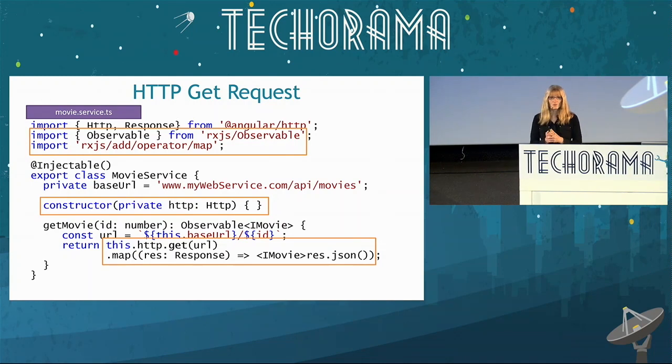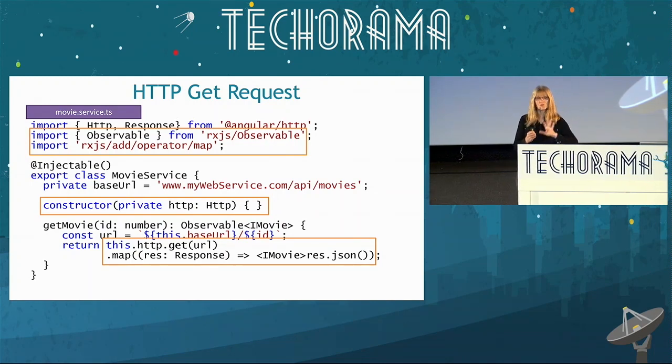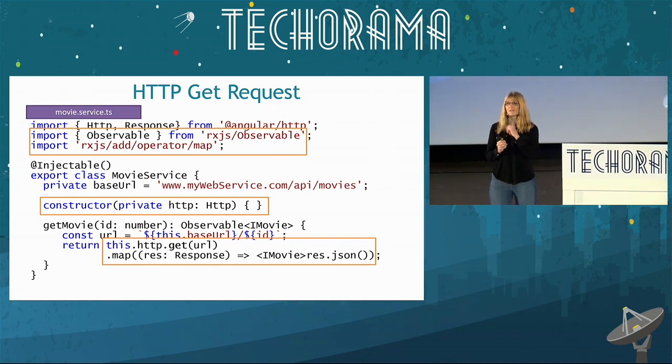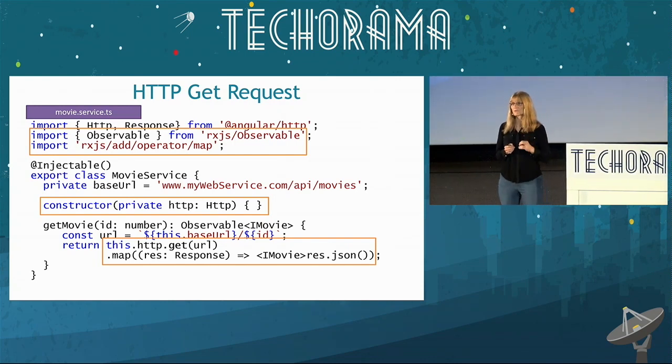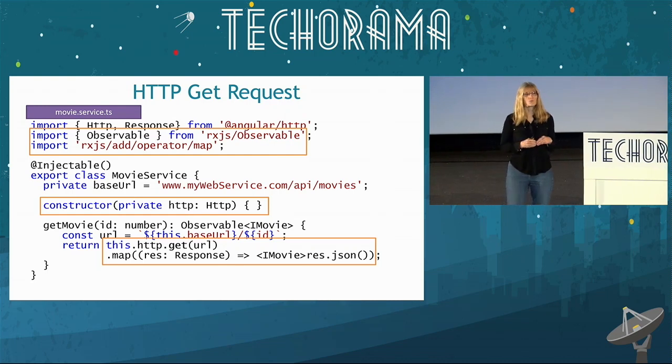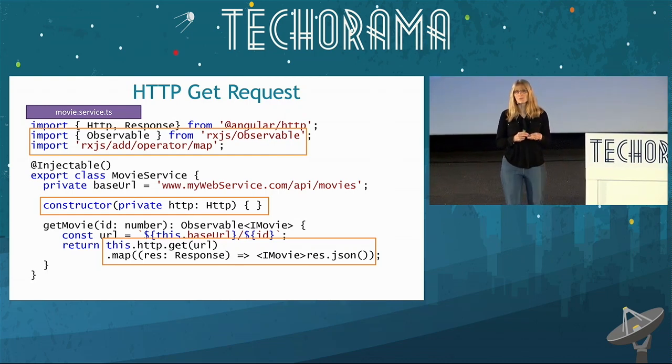Then you would write code something like this. So this is our movie service. This is the service code that we're looking at. We're calling this.http, and we're getting the HTTP from that constructor variable there. And we're calling the get operation, and what we're calling here is Angular's HTTP service. We're passing it the URL, and then what we're doing is we're mapping the response.